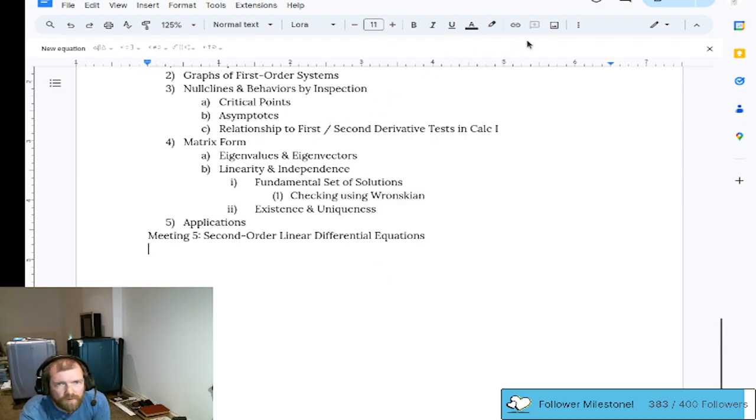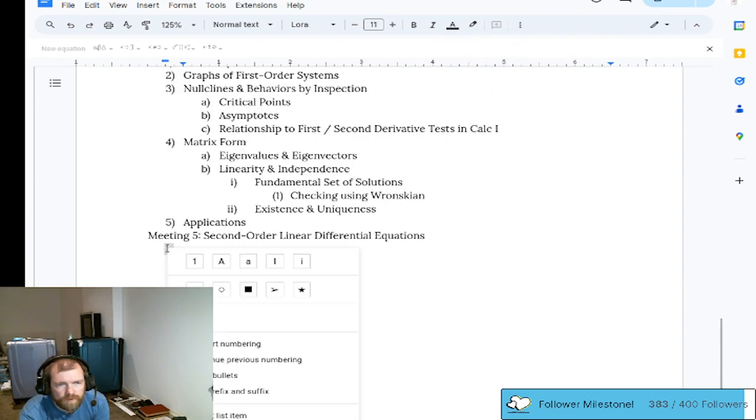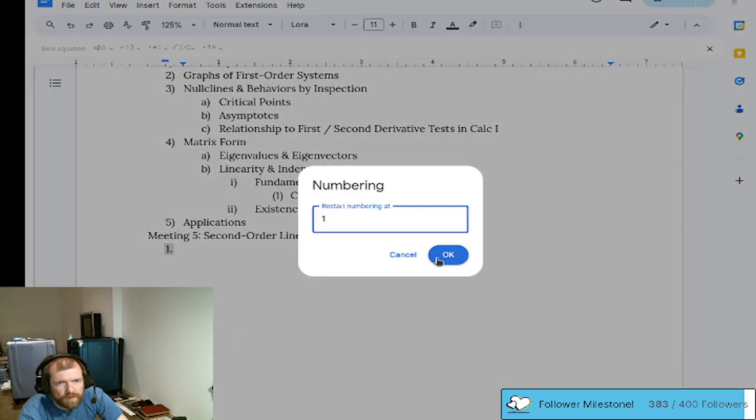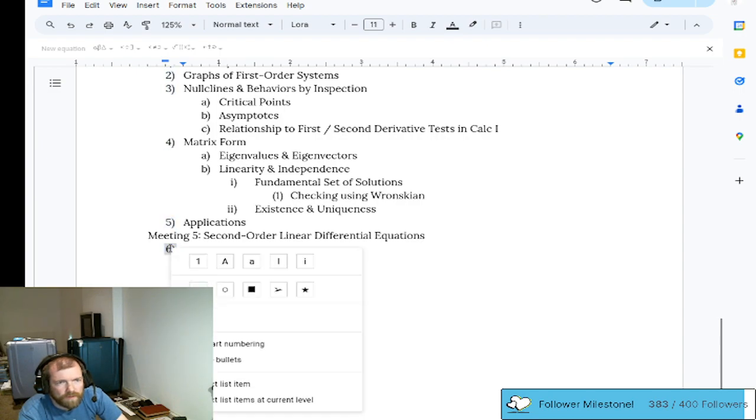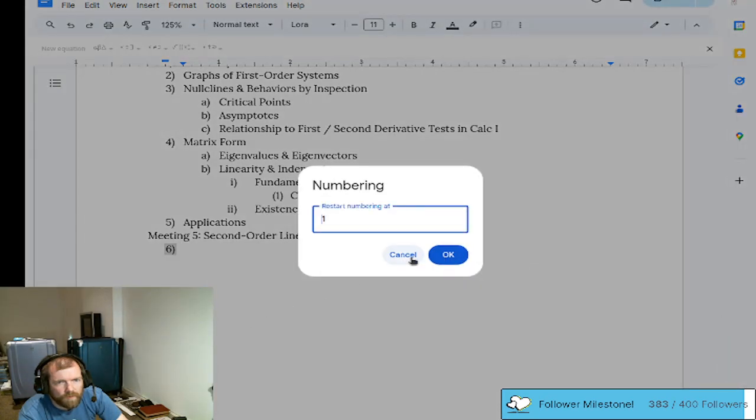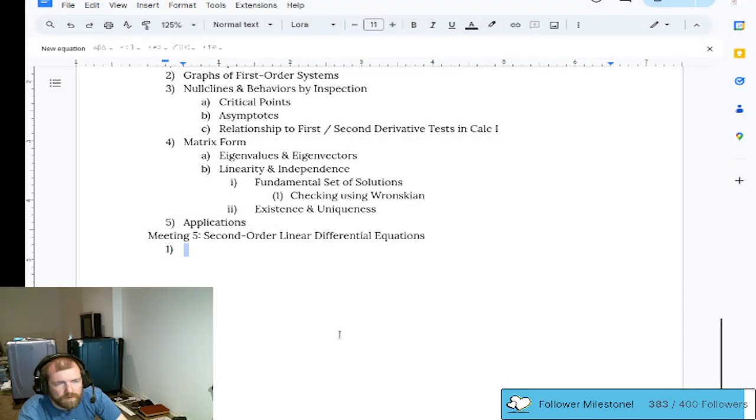Alright, so... No, you follow the same... restart numbering? No, okay. Continue previous numbering, then restart numbering at 1. Yes, there we go. I don't know how this works.